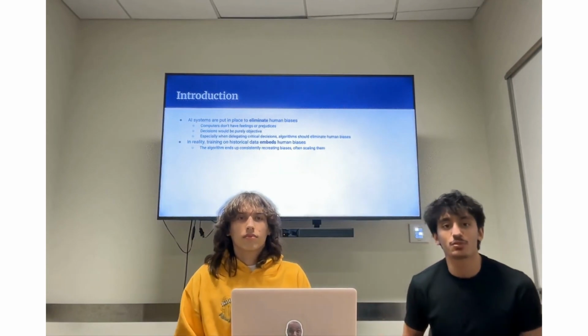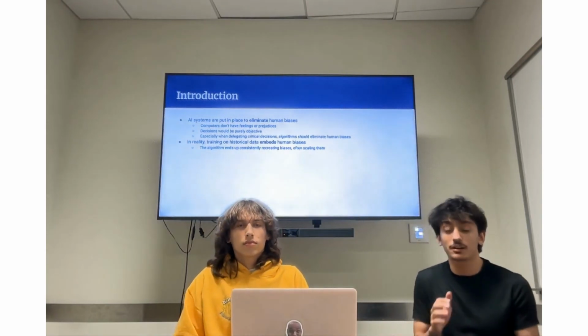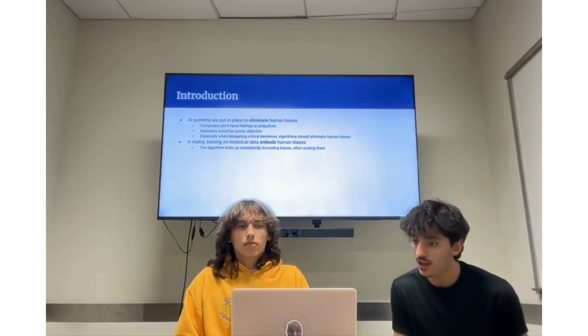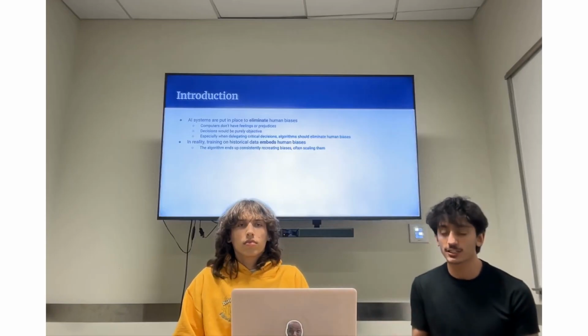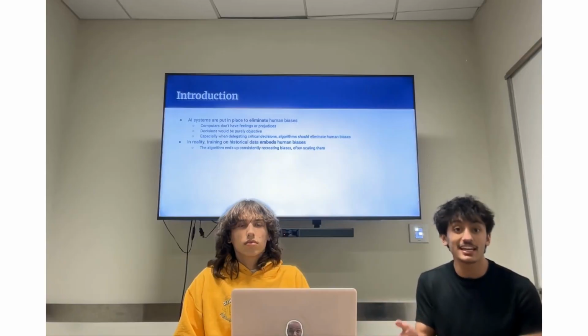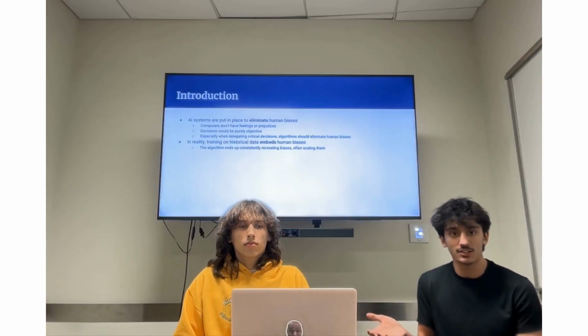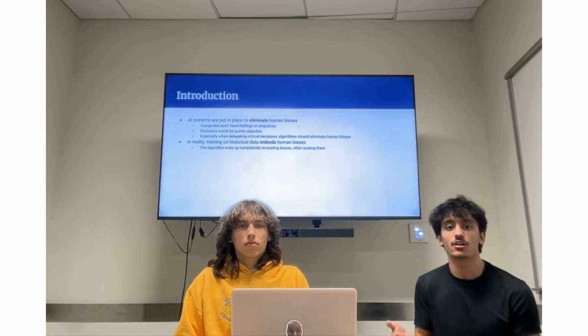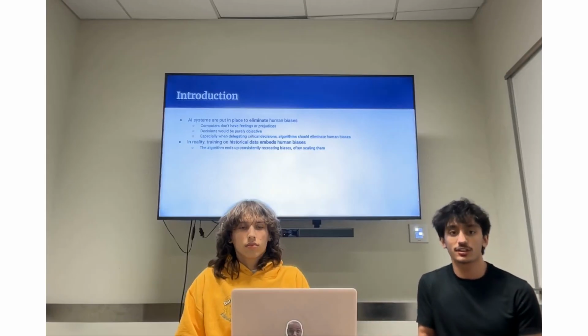So what was the original promise of using AI? It was to completely eliminate human bias, right? Computers don't have feelings, they don't have prejudices, and they rely completely on math to make their predictions. But the problem is the data that we're giving it to train is inherently biased because of society or any other reason. So this algorithm is not going to be any better than the data that we give it.